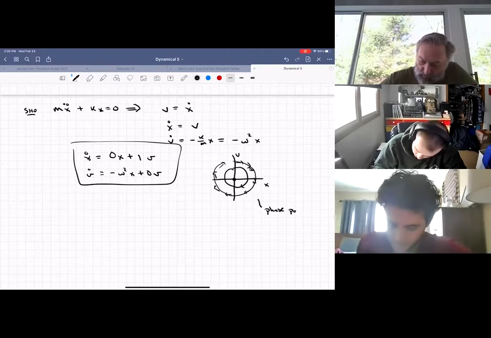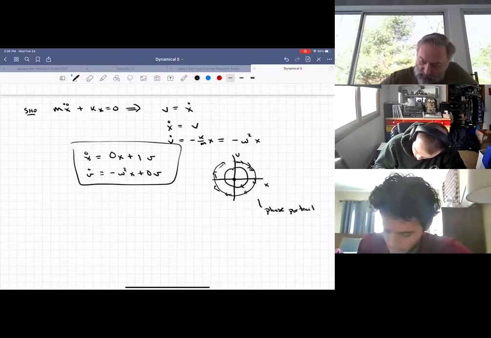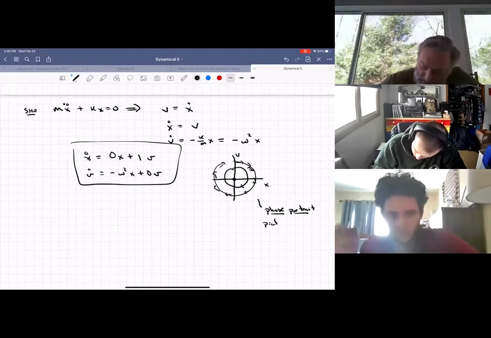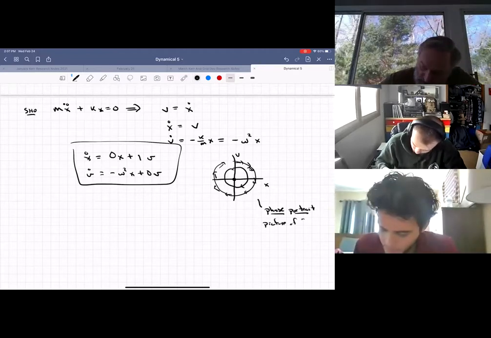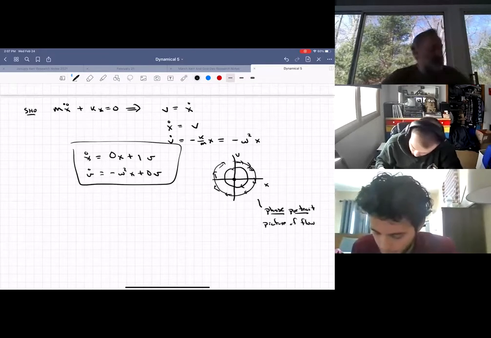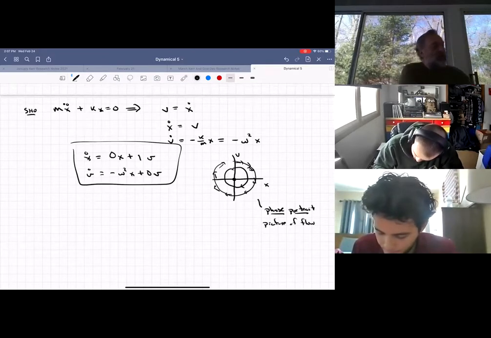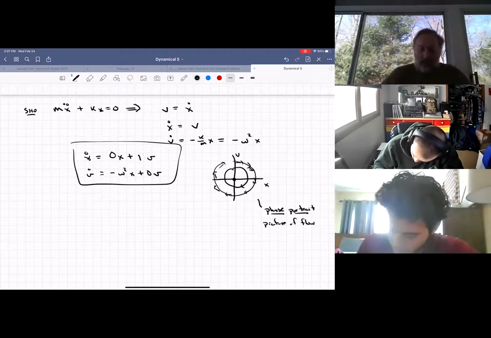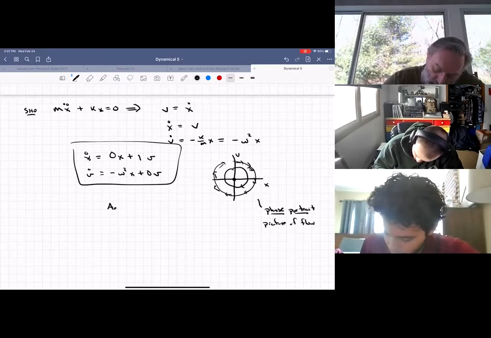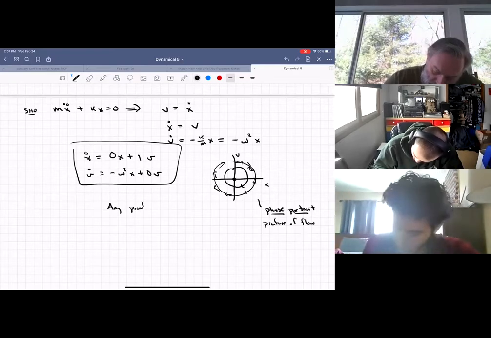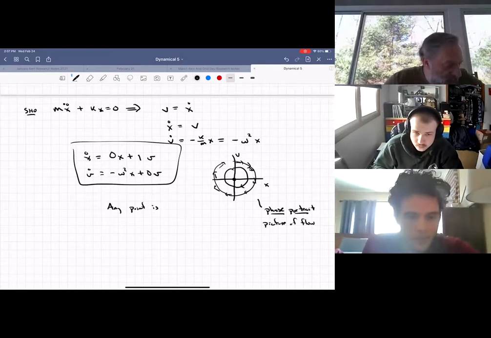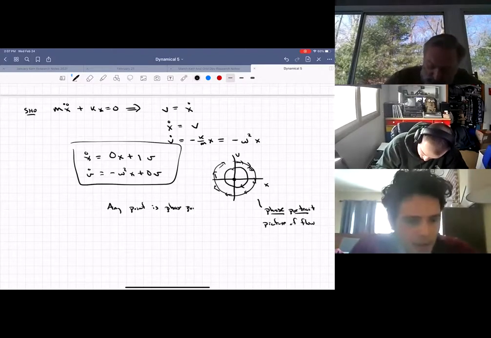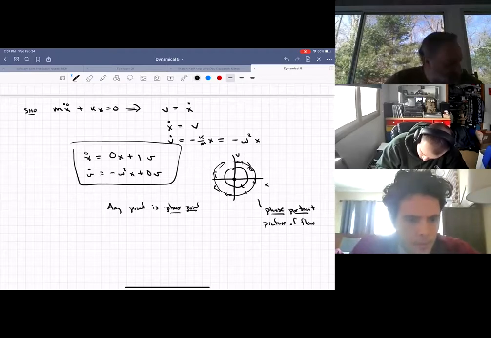So just to use words, the phase portrait is the picture of the flow. So I've drawn the phase portrait, and any point in the flow is a phase point, which is a particularly interesting word, but okay, fine. So that's the point of the flow.